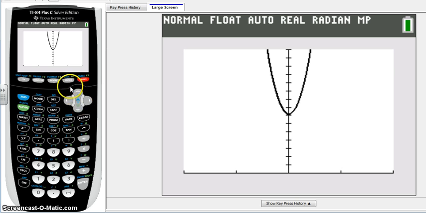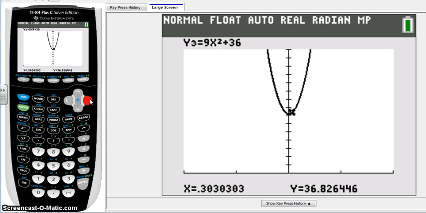So what I want to show you now is our trace functions. And so if you want to trace along your graph, you can press the trace button and then scroll, and it's going to scroll along your graph to give you some values. If you notice, as I'm scrolling, my x and y values are not very pretty. And so one of the ways that we can fix that is by changing our windows to something that's nice and pretty. And so let's look at two window functions that can help us with that.